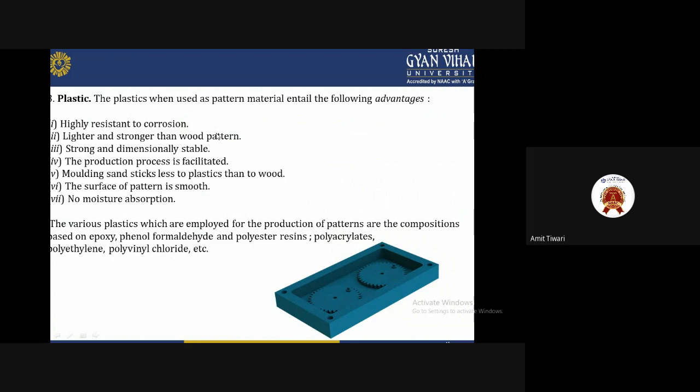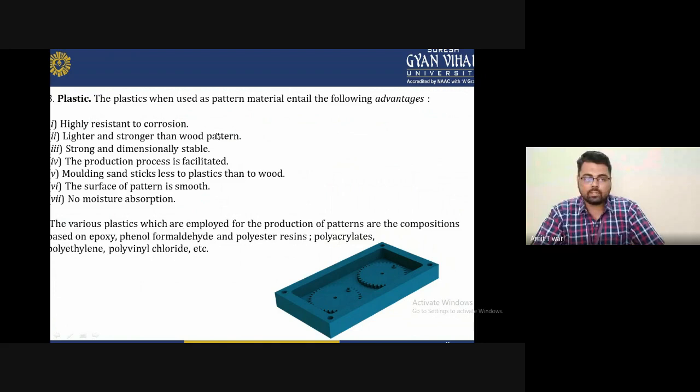Third one is that it is stronger and dimensionally stable, because there are no changes if you fix it at a certain temperature; it stays strong and stable. It does not change its shape and is not affected by motion either. Fourth is that the production process is facilitated. Fifth is that molding sand sticks less to plastic than to wood. Sixth is that the surface of the pattern is smooth, and seventh is no moisture absorption. So these are some benefits of a plastic pattern used for fabrication.